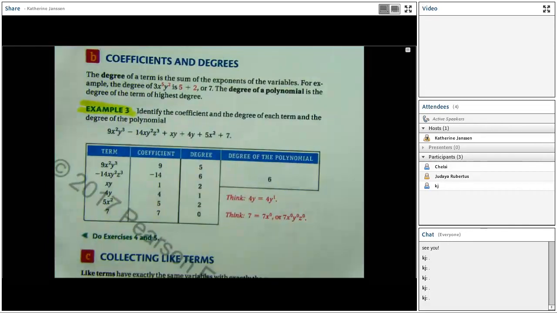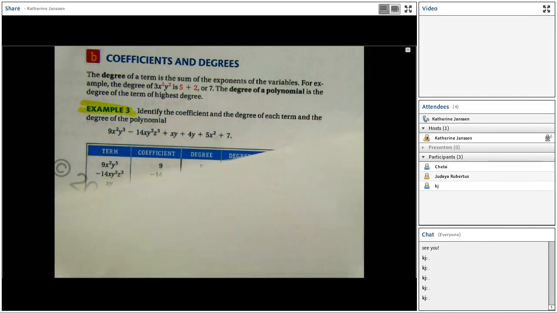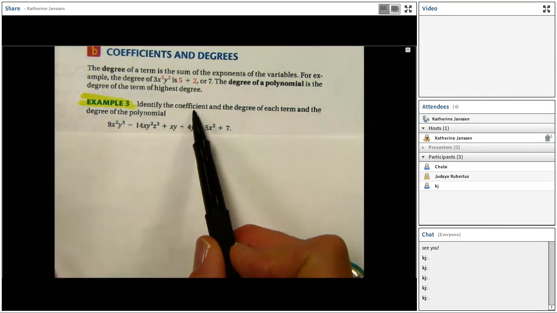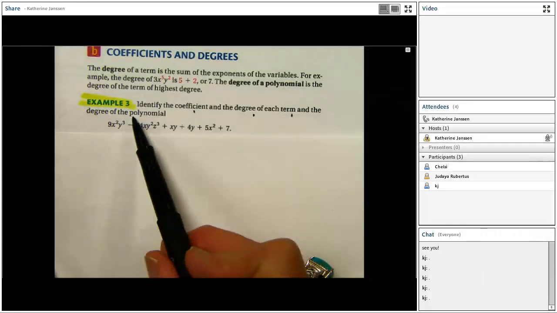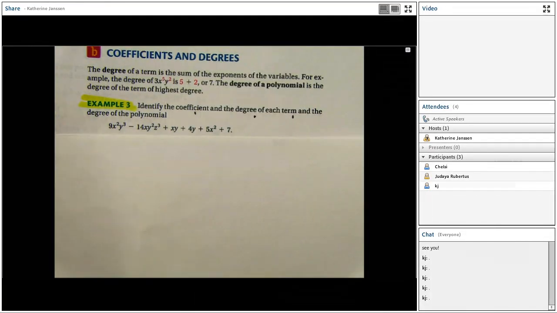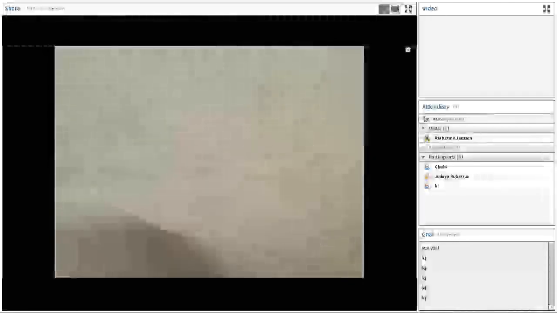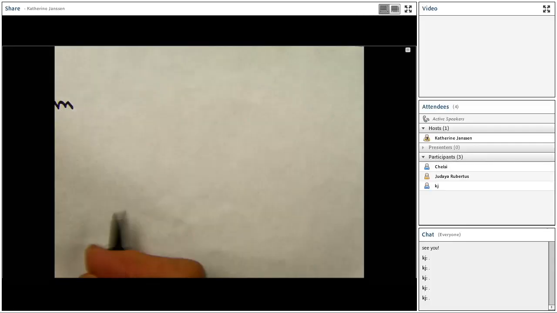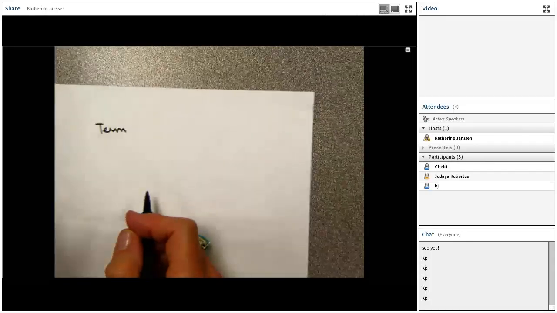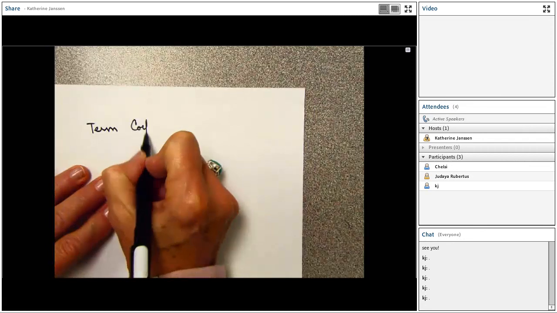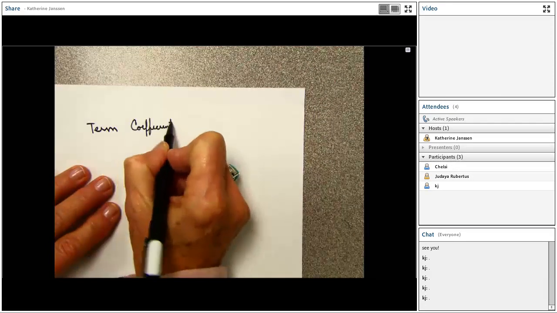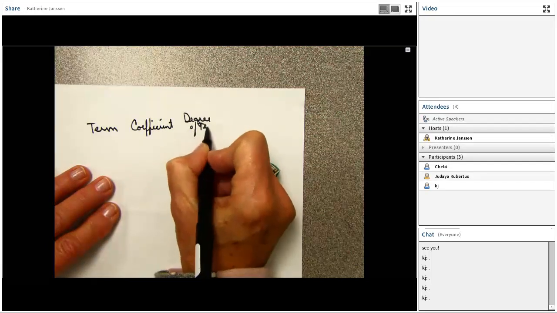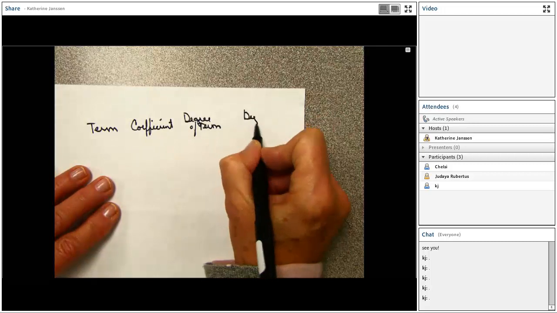Okay, we're given a polynomial, and we're asked to identify the coefficient and the degree of each term, and then the degree of the polynomial. So we need to identify each term, its coefficient, the degree of the term, and the degree of the polynomial.